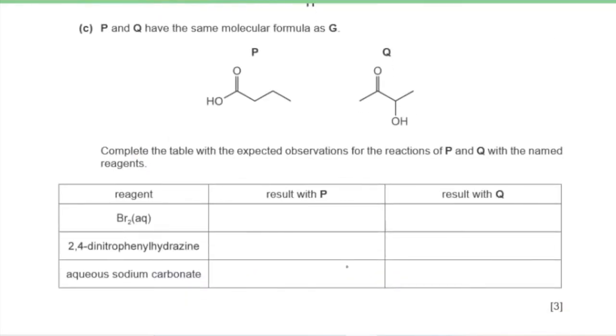Part C, P and Q have the same molecular formula as G. Complete the table with the expected observations for the reactions of P and Q with the named reagents. Now P with aqueous bromine is going to be no change because aqueous bromine mainly reacts with C to C double bonds. With Q, again no change.